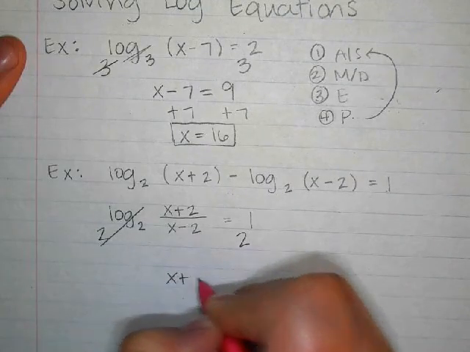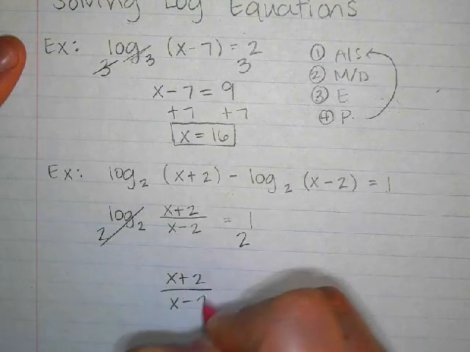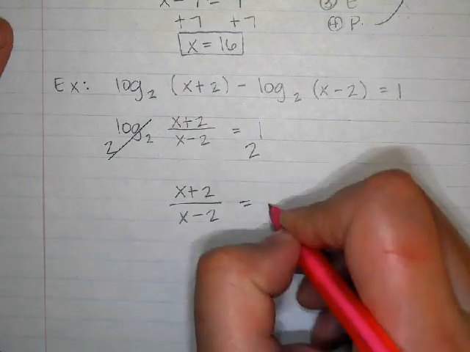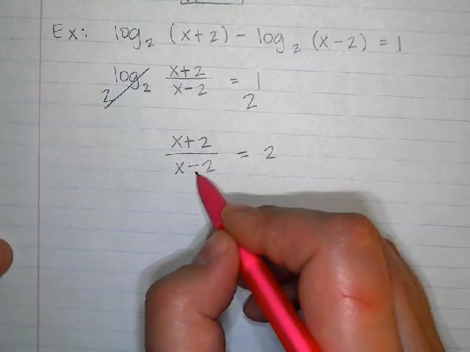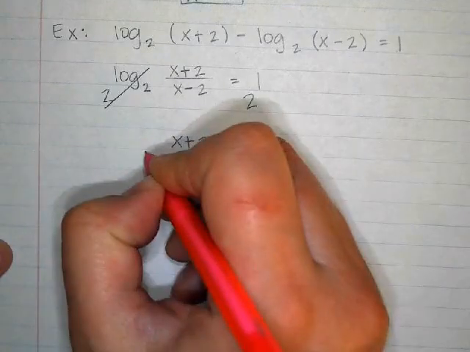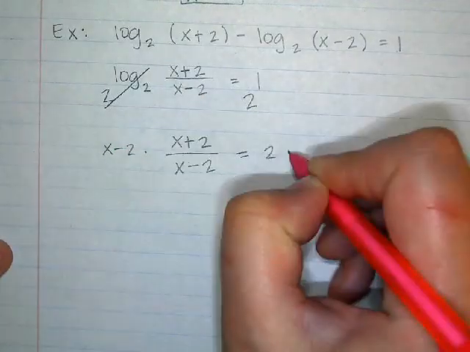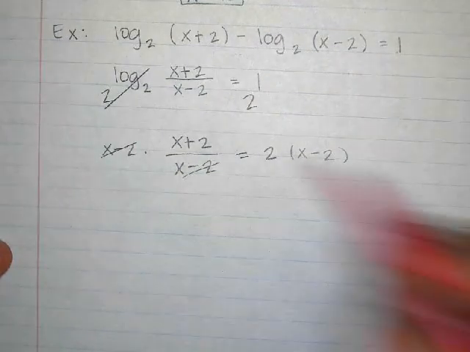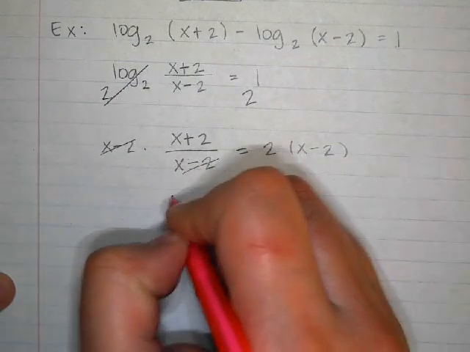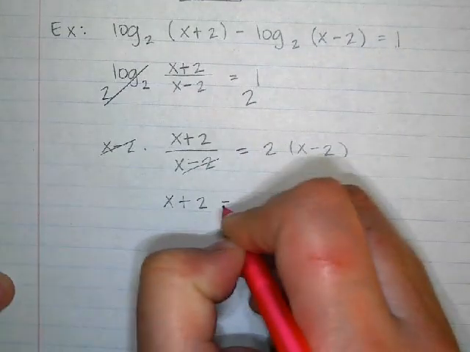Okay, now I don't want this to be a fraction anymore, so how am I going to make it not a fraction on the left side? I'm going to multiply what? The x minus 2. I'm just going to multiply it over to the other side. So if I times x minus 2 on the left side, times x minus 2 on the right side, on the left side it cancels out. And I'm left with x plus 2 on the left side, and on the right side, what do I have? 2x minus 4. Okay. And then what should I do?